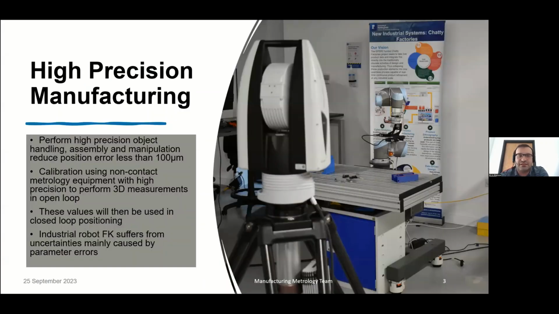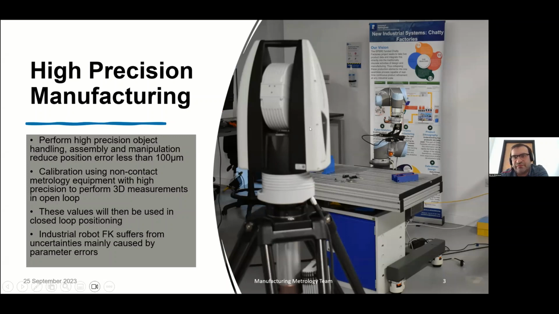As you can see here, we have a laser tracker system. This laser tracker system is capable of doing 3D position measurements within a space, and the area it can cover is up to 60 meters. The accuracy of this device is 3 micrometer per meter, and it is a non-contact metrology device.